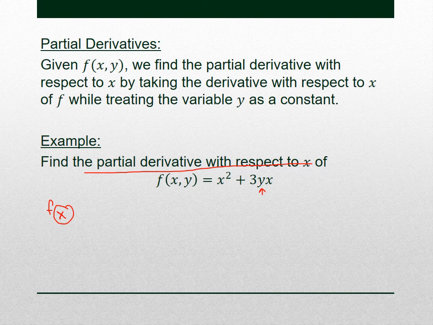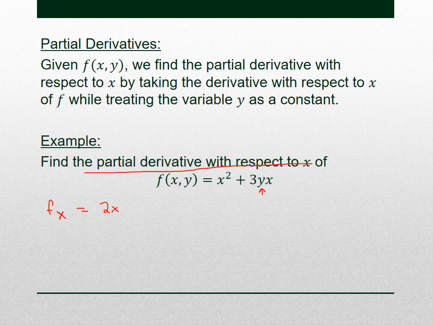And so what happens with that? So that means that fx, the partial derivative with respect to x, equals, so we're going to take the derivative of x squared just like normal, and we get 2x. There was no y in there, so nothing silly happened.